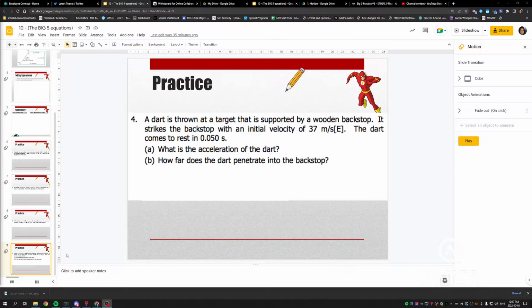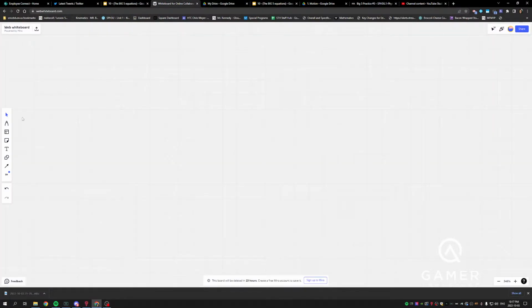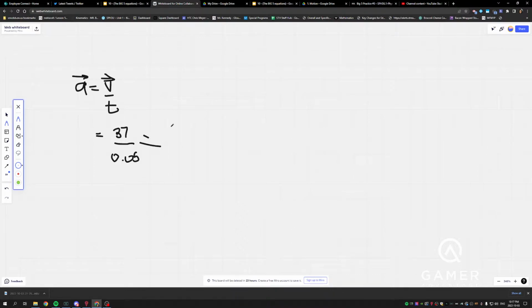into the backstop. So in part A, I notice that I just have velocity and I only have time. So I'm just going to use my regular acceleration equation, which is acceleration equals velocity divided by t. So whenever we can go back to the basics, that's what we're going to try to do here. I'm going to substitute in my velocity, which was 37 meters per second, and I'm going to divide that by my time, which was 0.05 seconds. There was a 0 at the end of this too. When I do that, I end up with a number of 740 meters per second.